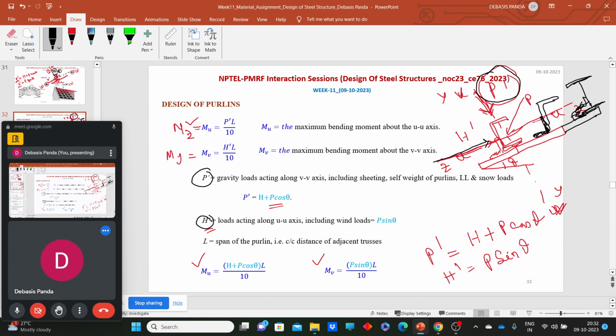If they are uniformly distributed per meter, then that will be P dash into L square by 10 or H dash into L square by 10. So please take care of the values, whether it is a total load or a per meter distributed load. Accordingly, you should calculate the moments.